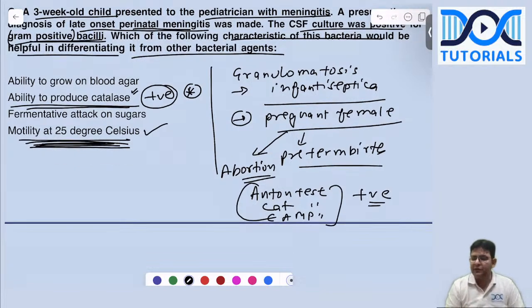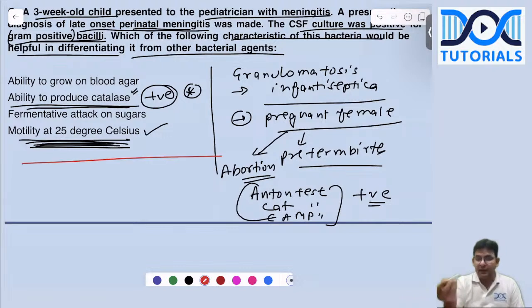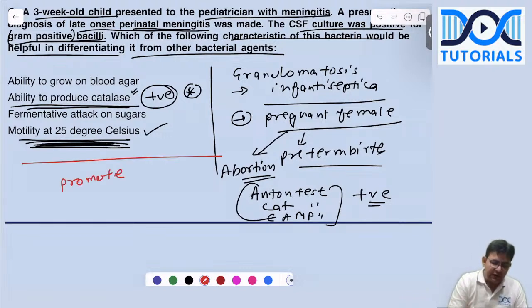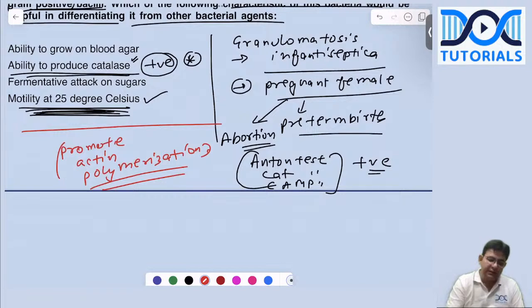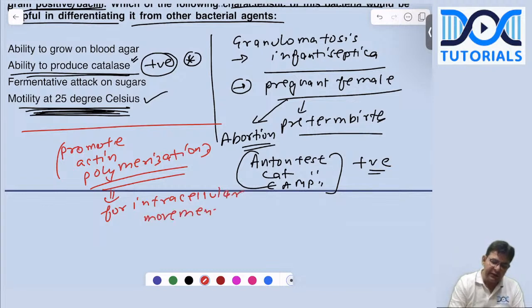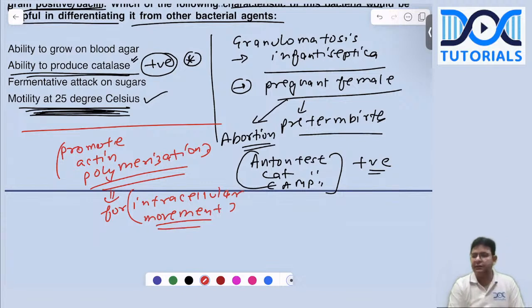Now let me tell you the question which will be coming in the exam. It promotes actin polymerization for its intracellular movements. For its intracellular movements, this particular one is promoting what? Actin polymerization. This has already come in NEET PG twice. Definitely can come again.